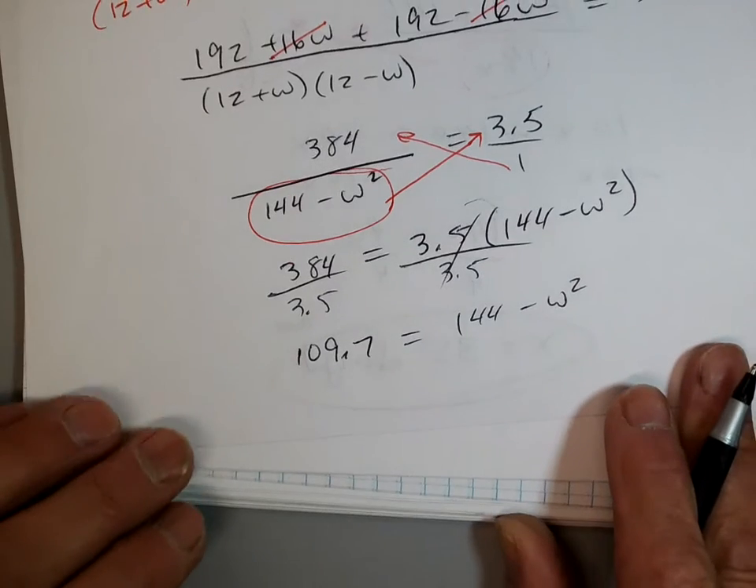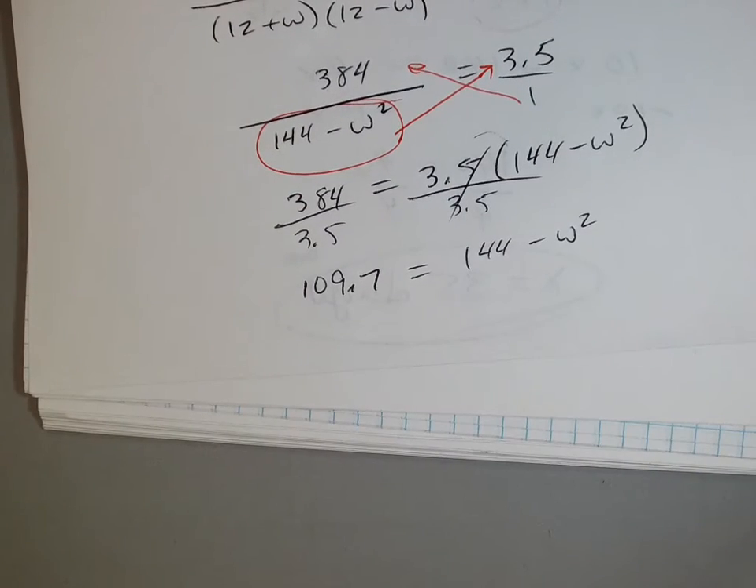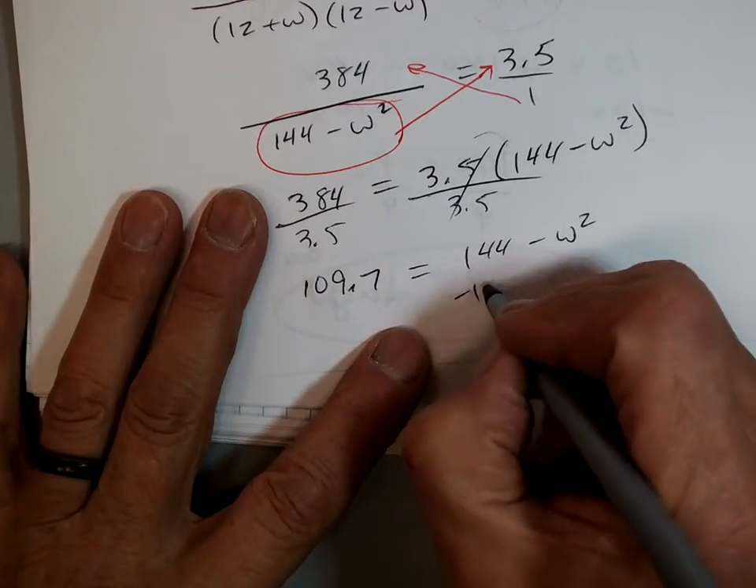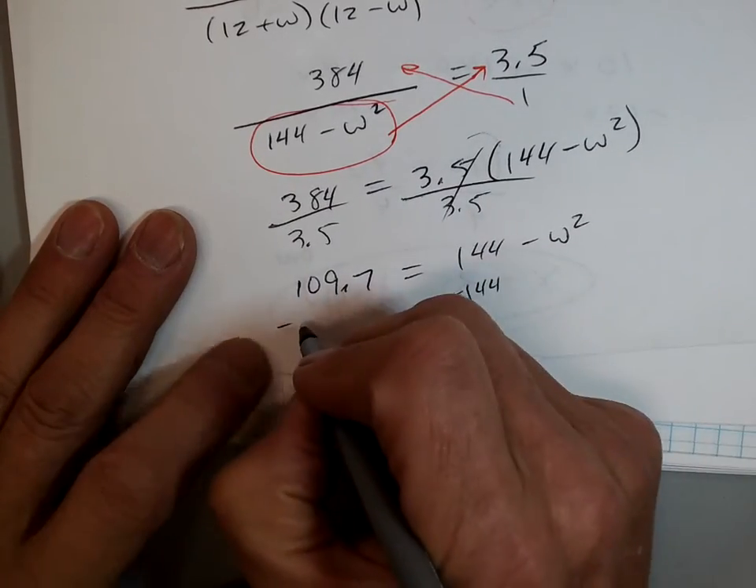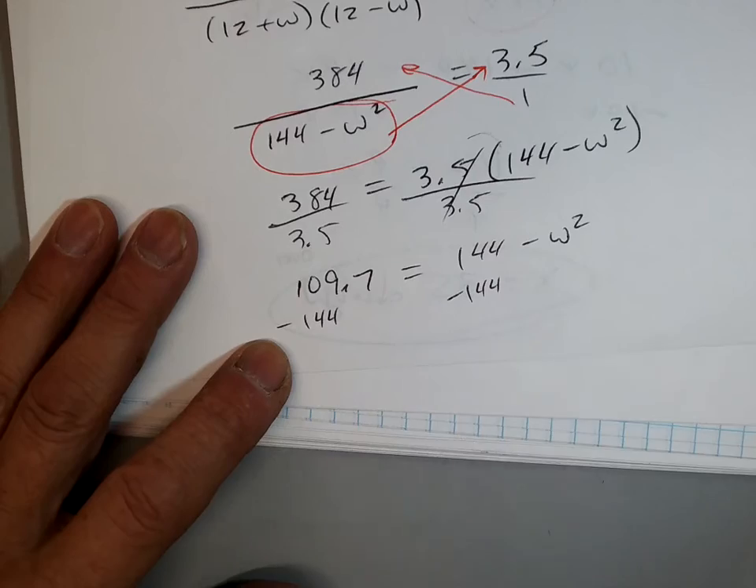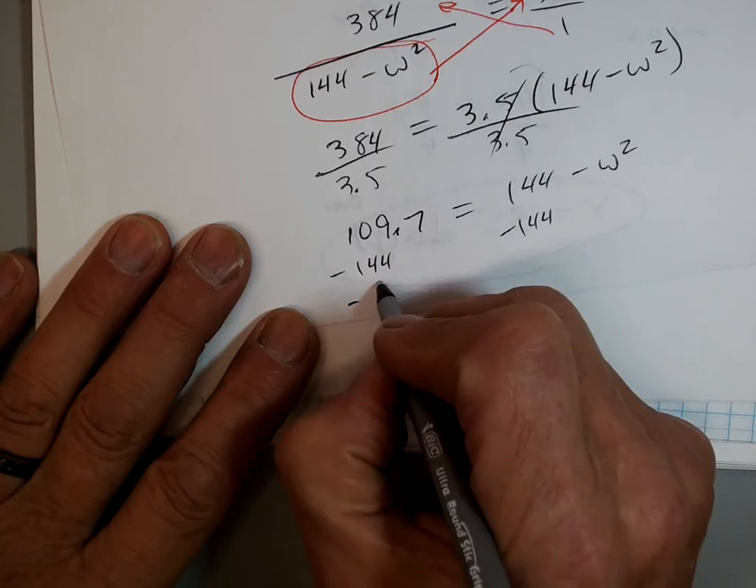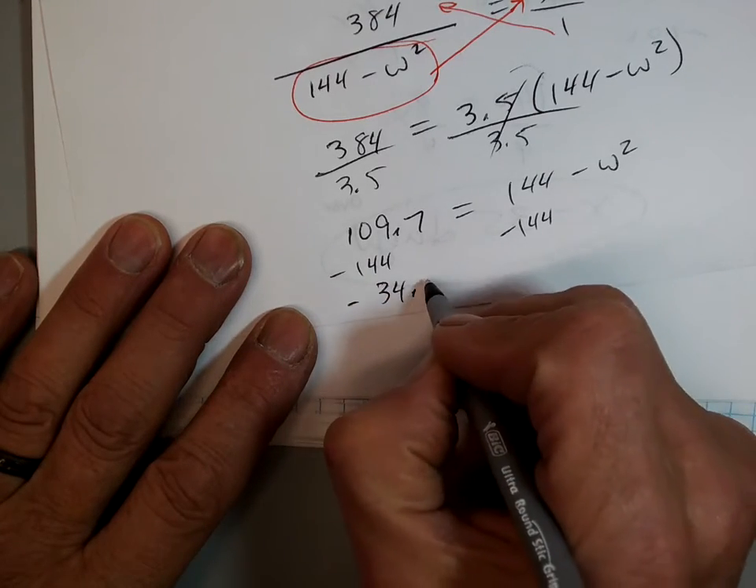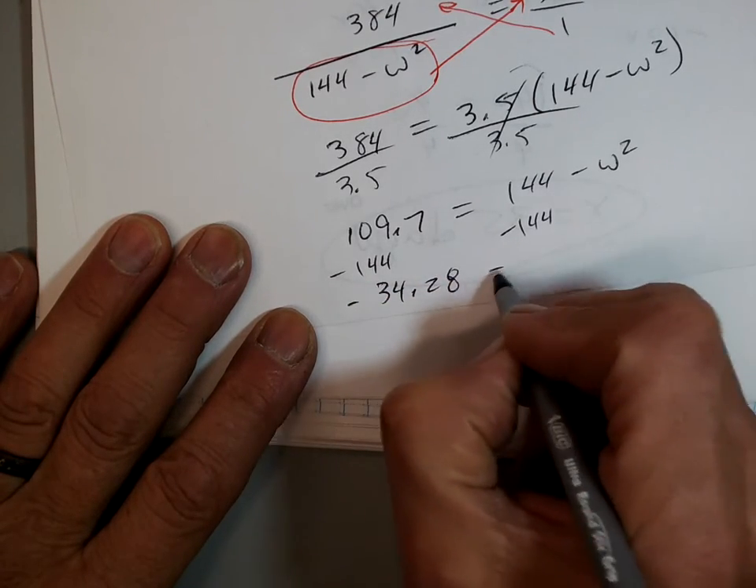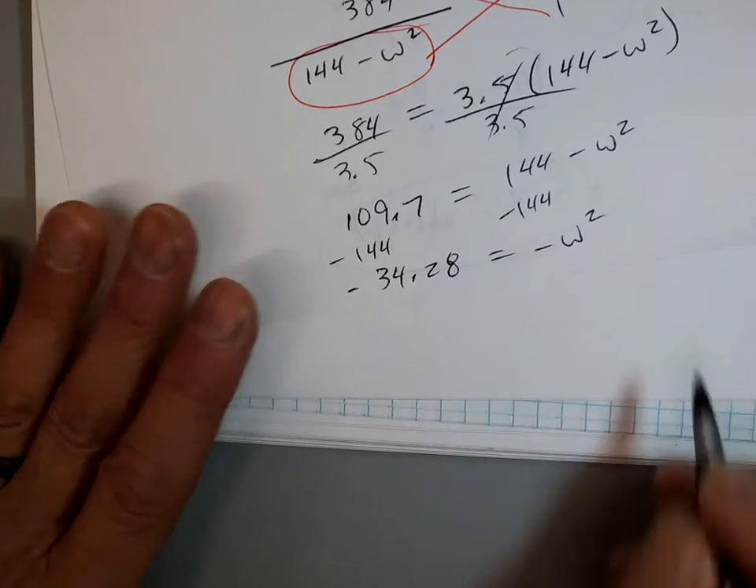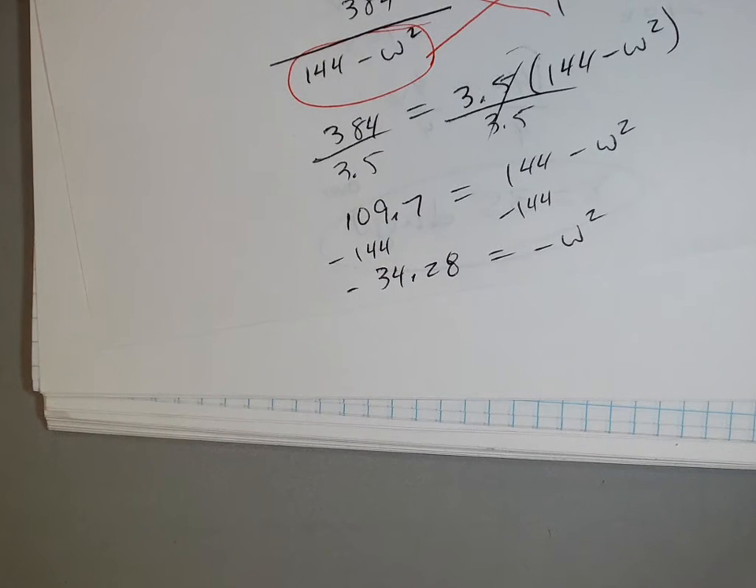Okay? Now what? Yes, it gets easy. Minus 144, minus 144. So 109.7 minus 144 equals negative 34.28, equals a negative W squared. But I don't like the negatives. You guys agree? So let's get rid of the negatives.